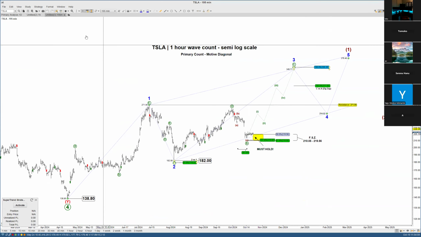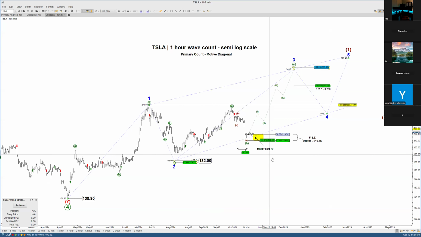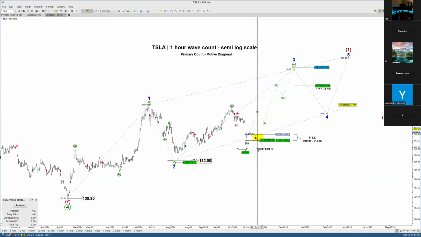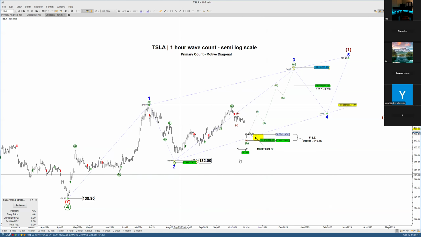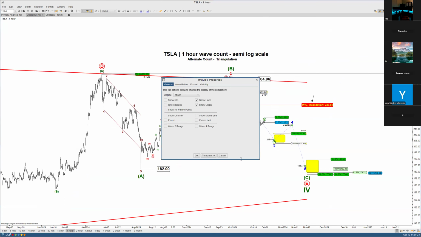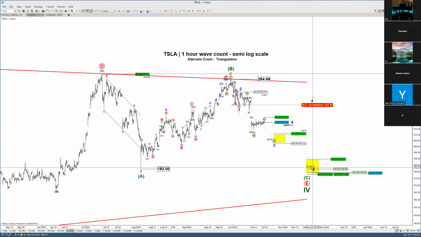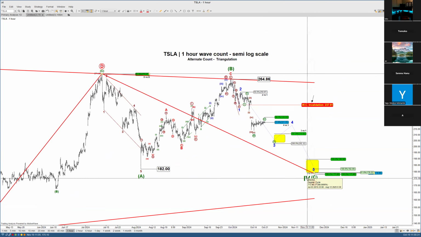So this is why one side will confirm the other. They both cannot be wrong at the same time. It's just impossible because they're two different waves, the way I'm counting it. But the one will confirm the other one. Then I can just simply get rid of that one and just stick with one count. So you just make two different cases, but you've got to know how to count all this in order to make two different cases.